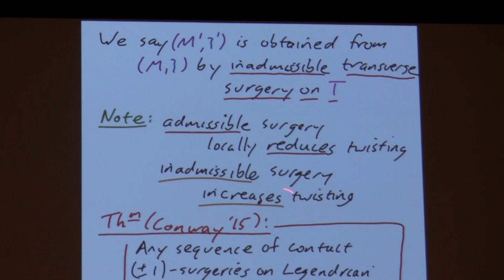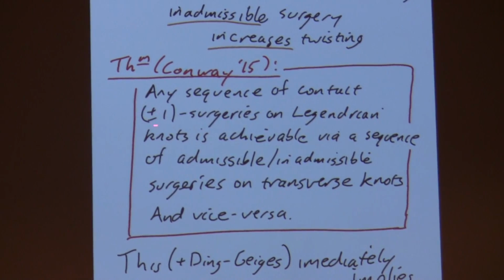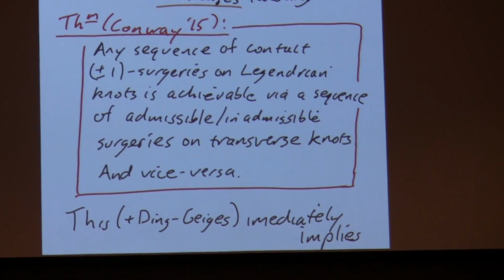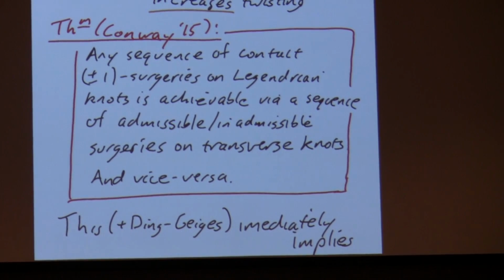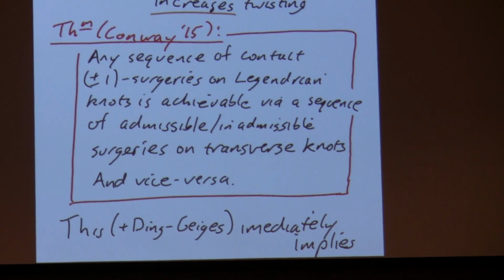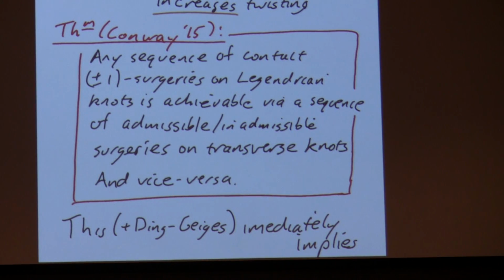Anyway, James Conway extended the work of John and myself to see that if you look at plus or minus 1 Legendrian surgeries and you look at admissible and inadmissible transverse surgeries, they're really the same thing. And by same, I mean you give me the sequence of Legendrian knots, there's an obvious sequence of transverse knots locally associated to them, that I can do surgery on to realize that Legendrian surgery, and vice versa. So they're really, in a very strong sense, exactly the same. Okay?